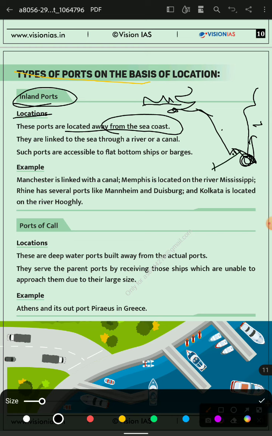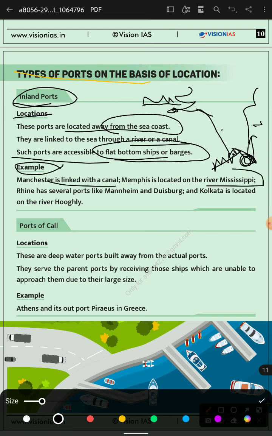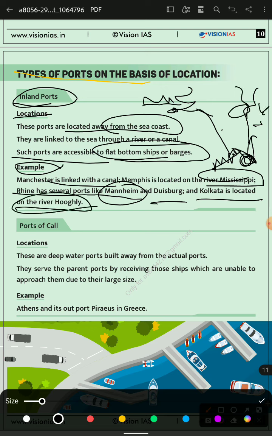And like the river and the canal, such ports handle cargo from the bottom. The examples are the Manchester Canal, the Mississippi River, the Rhine River, and Kolkata, located on the river Hooghly. This is the river Hooghly and this is Kolkata. Port of call examples: Aden is a port of the Persian Gulf.